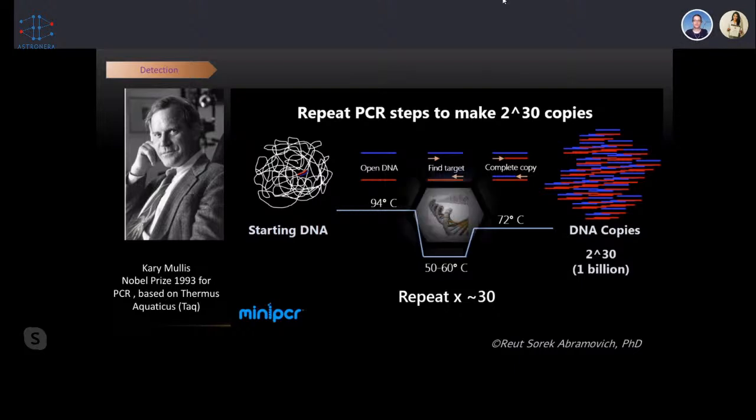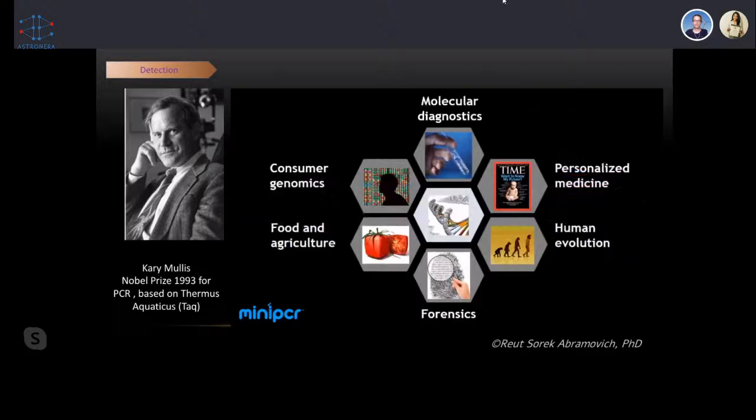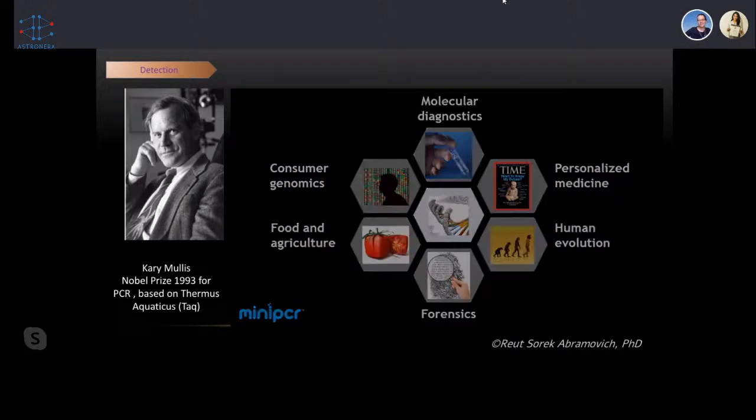This is enough DNA, for example, to detect a pathogen in blood, such as HIV or Ebola, or to amplify trace amounts of DNA found at a crime scene, or to enable any of the other powerful applications of PCR.